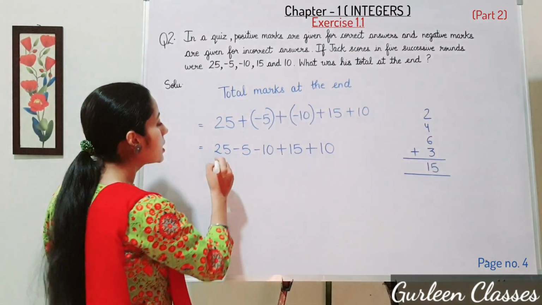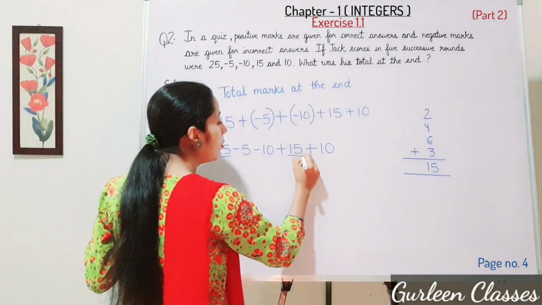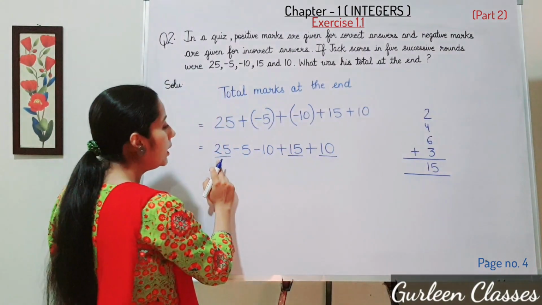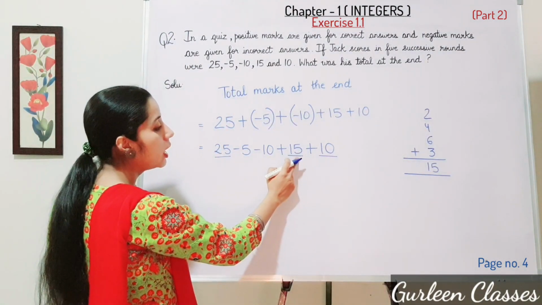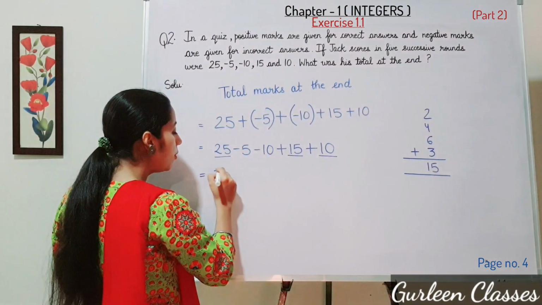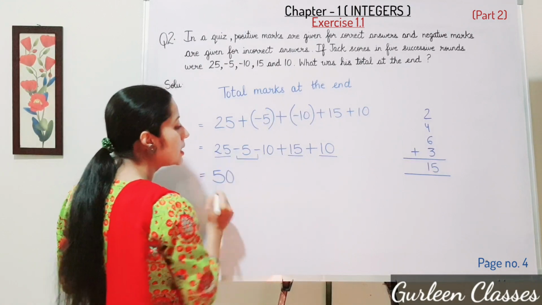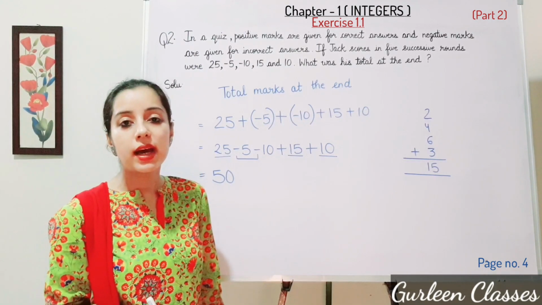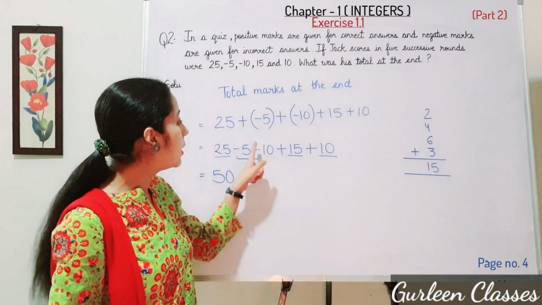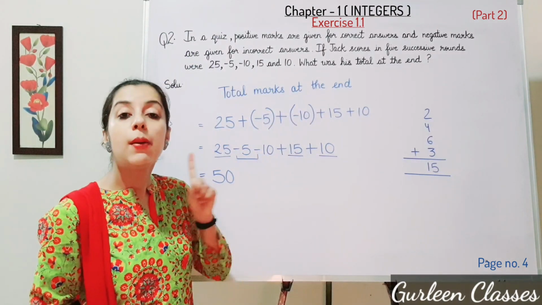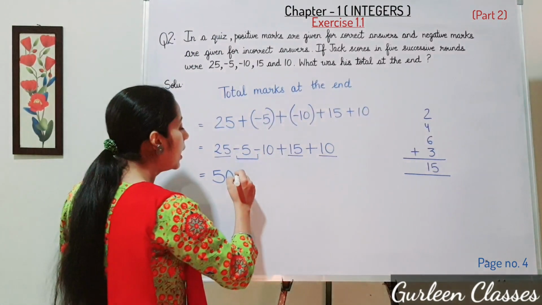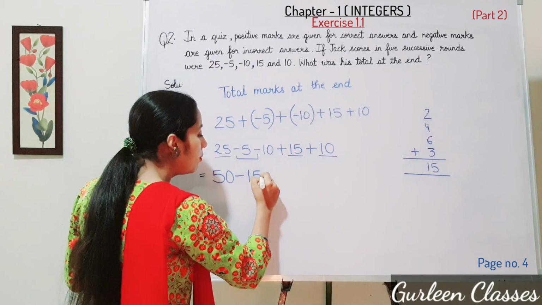So positive numbers are 25, 15, 10. 25 plus 15, 40. 40 plus 10, 50. So right here, 50. Then minus minus plus. 10 plus 5, 15. But the greater number has which sign? Minus sign. So it will be minus 15.